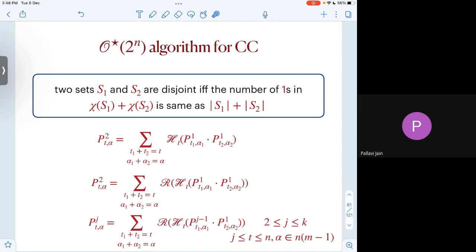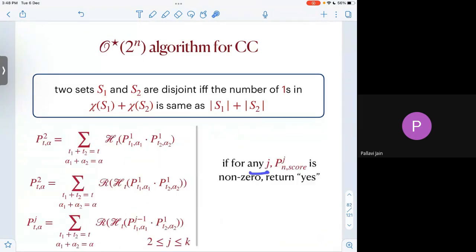And at the end, if for any j, the score is non-zero, then you return yes. You can think of it as eta. Then you just return yes, otherwise no.